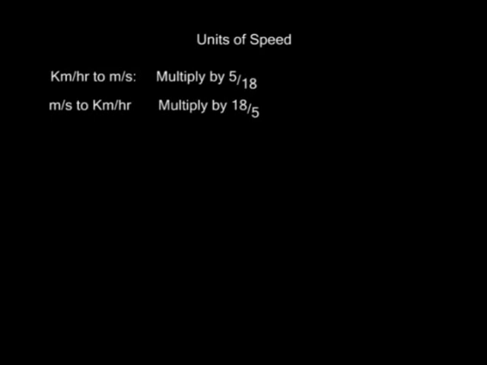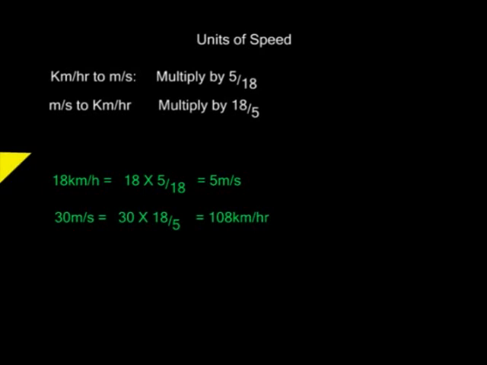Speed can also be given in meters per second. To convert kilometers per hour to meters per second, we multiply by 5 over 18. And to convert meters per second to kilometers per hour, we multiply by 18 over 5. For example, 18 kilometers per hour is equal to 18 times 5 over 18, which is equal to 5 meters per second. 30 meters per second into kilometers per hour is equal to 30 times 18 over 5, which is equal to 108 kilometers per hour.